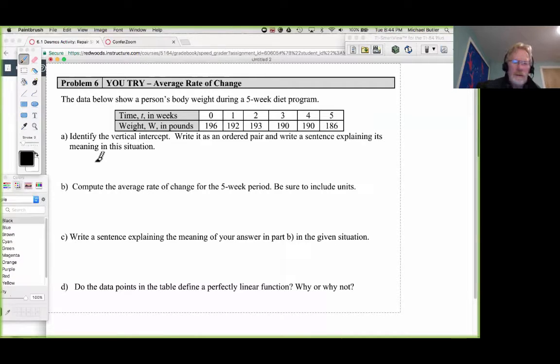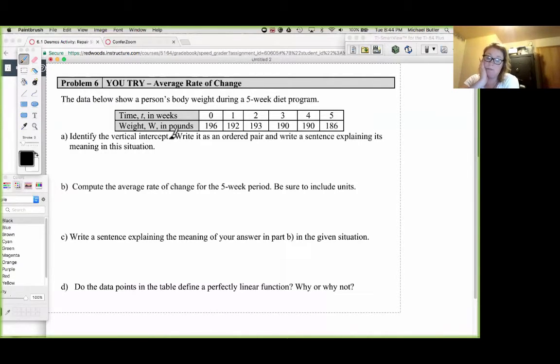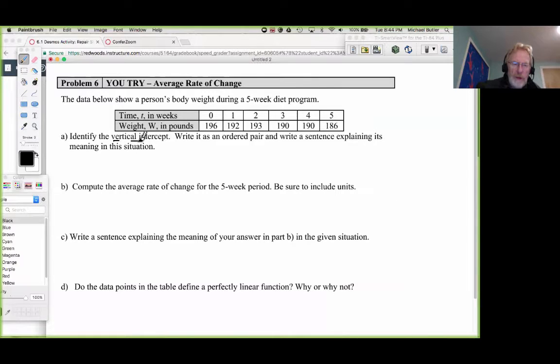Okay. What do you think? Are we on the good one here? This is the 5-week diet program, right? Yep, that's it. Okay, cool. All right. So first thing they want us to do is identify the vertical intercept.